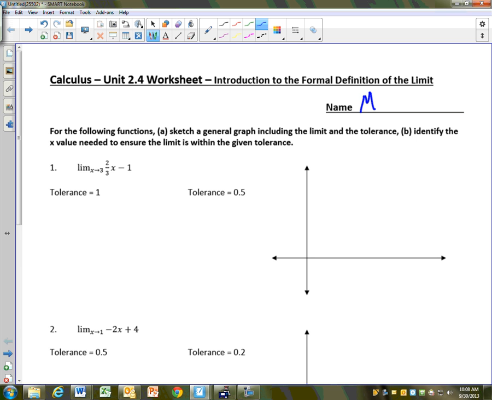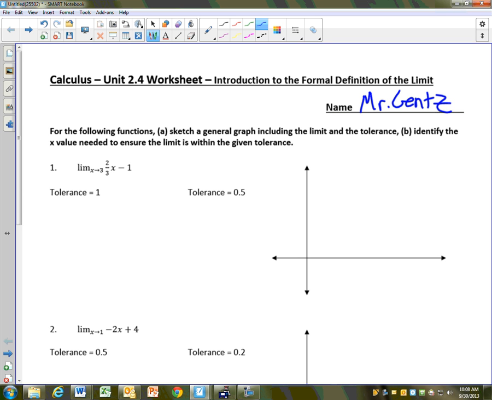So I'm going to help you guys out here. This is an assignment. We'll do one together, and then you guys will do the rest. You'll have the rest of the hour to work. We're going to do one together, then you have to do 6 for homework. So this is your first homework assignment from section 2.4.